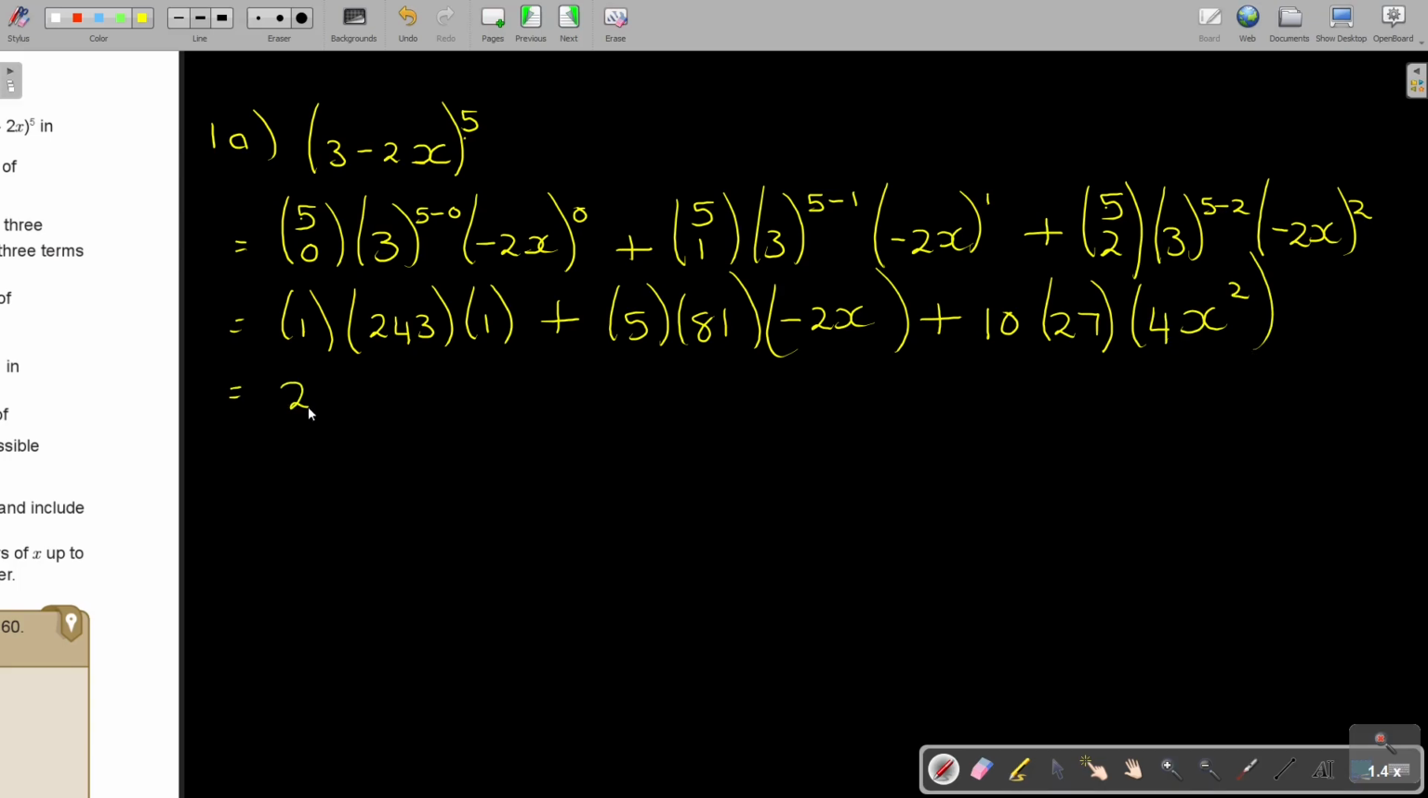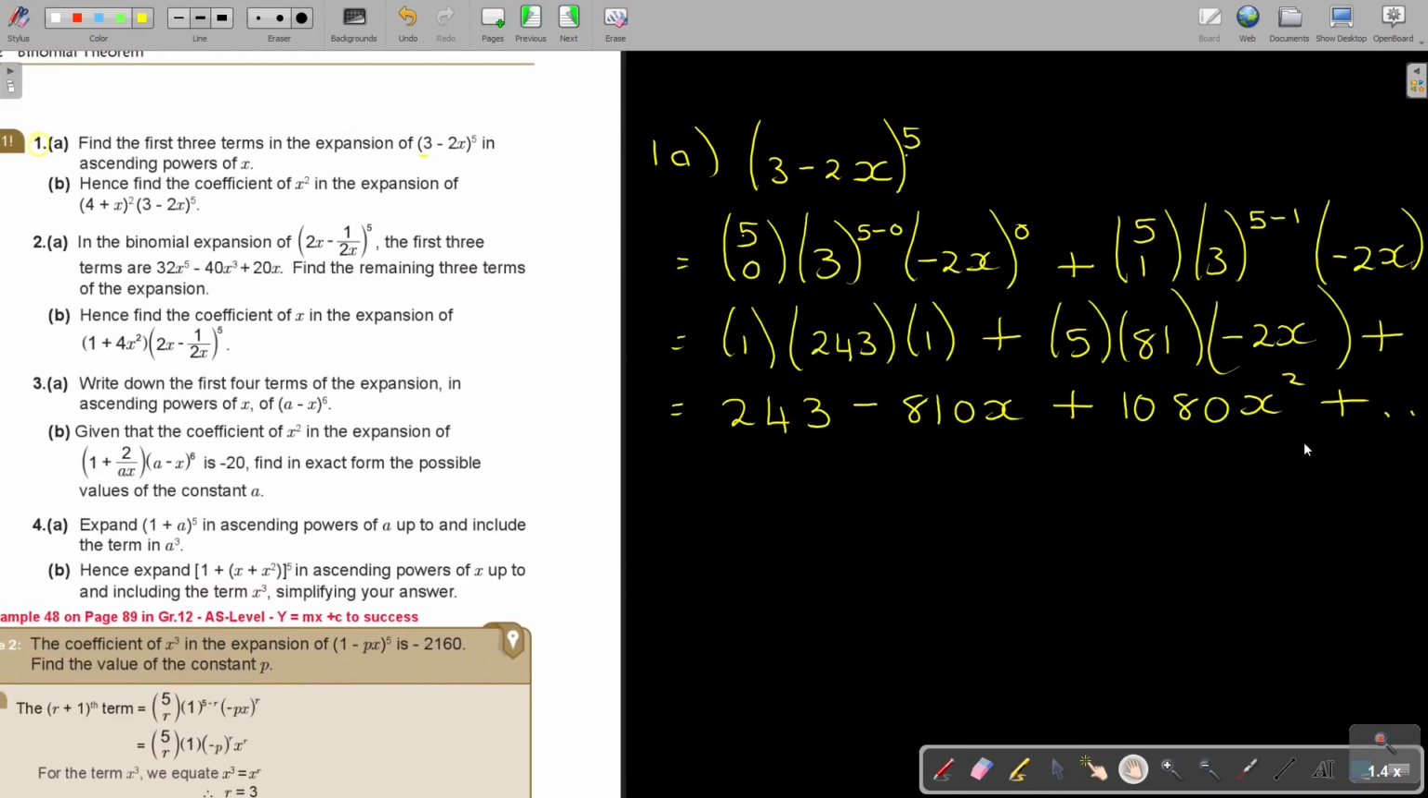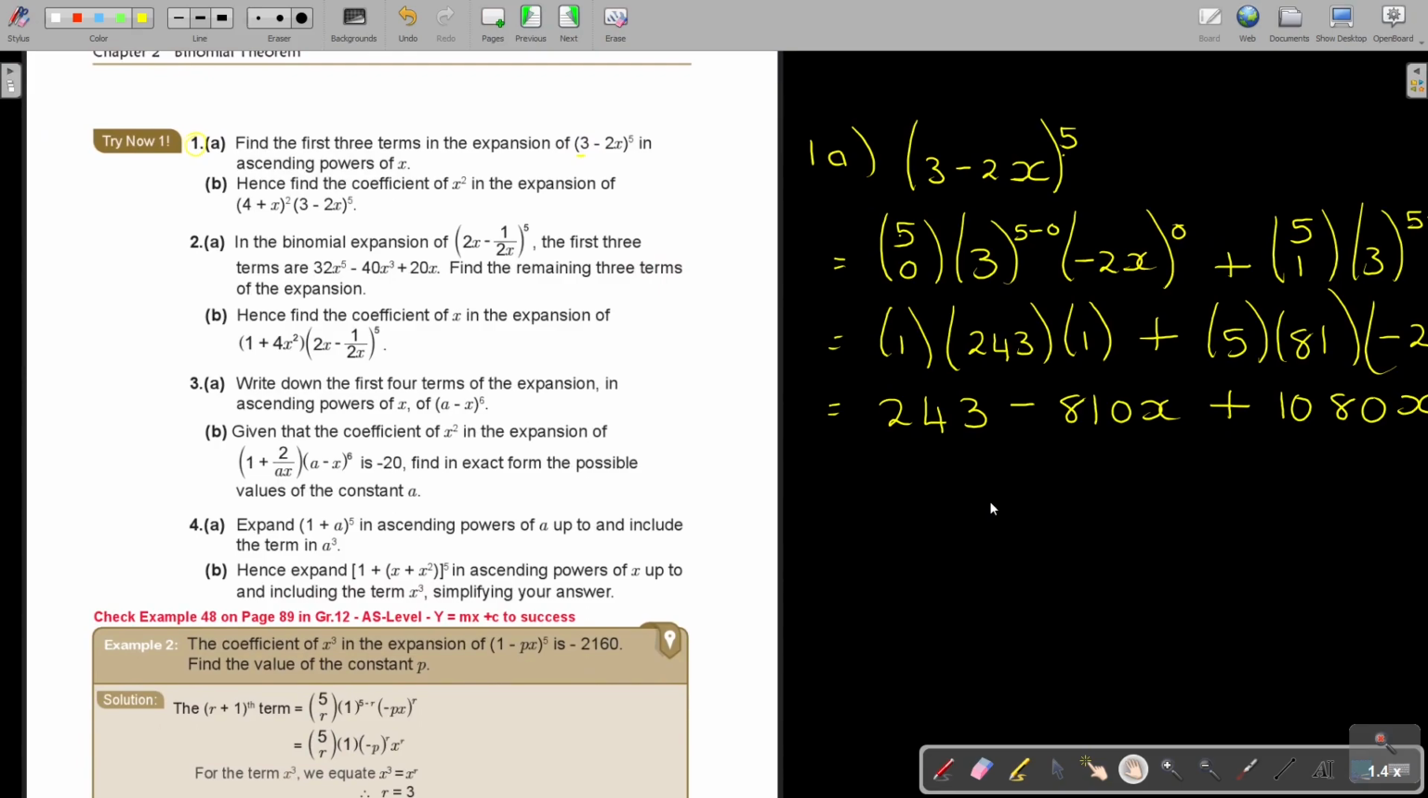So this is going to be 243. This is going to be negative 810x. And this is going to be positive 1080x squared. And it's continuing. I can show it like that. Okay, there's my first 3 terms. Now I go on. Hence, find the coefficient of x squared in the expansion.